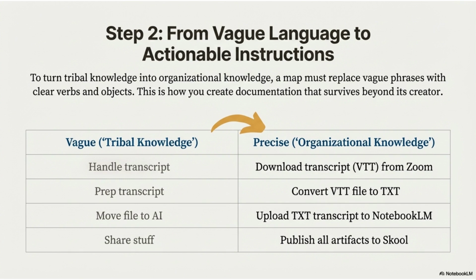Step 2 is moving from vague language to actionable instructions. To turn tribal knowledge into organizational knowledge, replace vague phrases with clear verbs and objects, like converting "handle transcript" to "download transcript from Zoom."